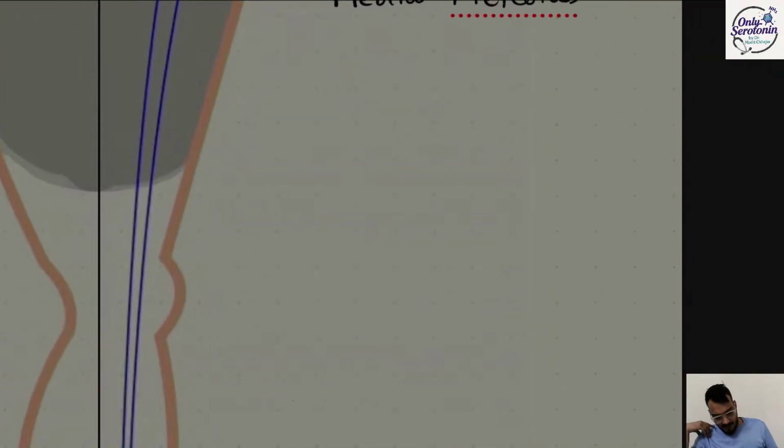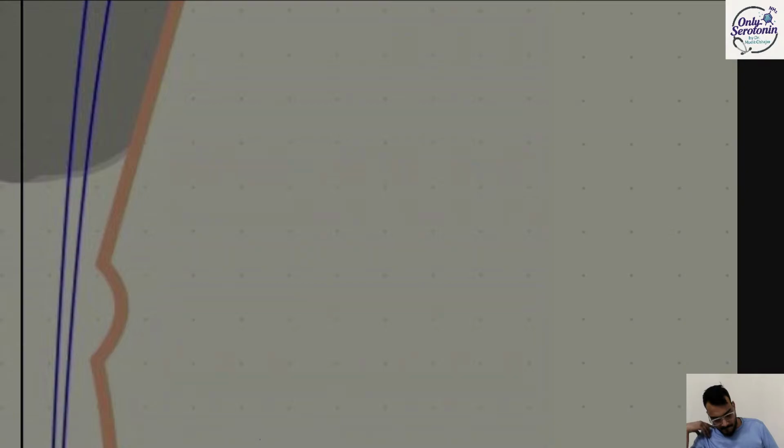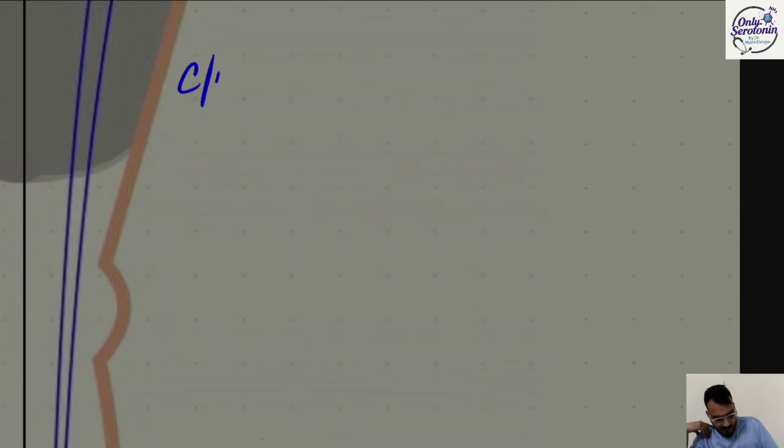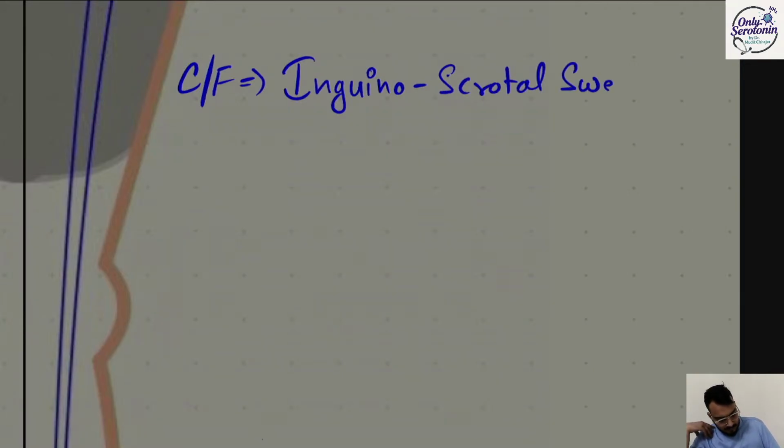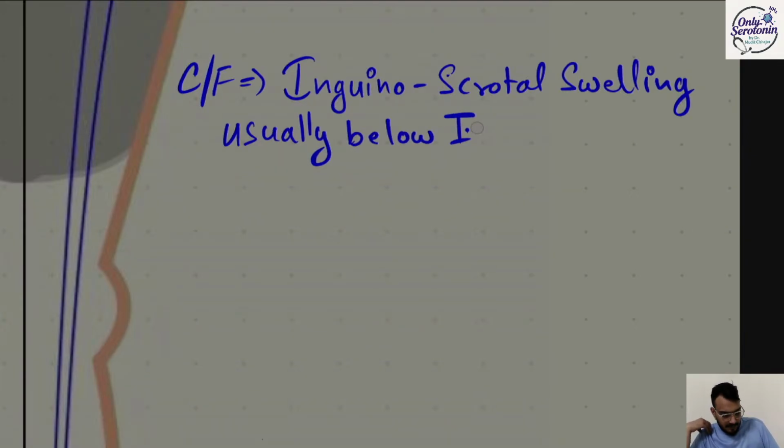What are the clinical features you are going to see in femoral hernia, guys? First of all, you are going to see inguinal scrotal swelling. Okay, you are going to see inguinal scrotal swelling. This swelling is usually below the inguinal ligament.